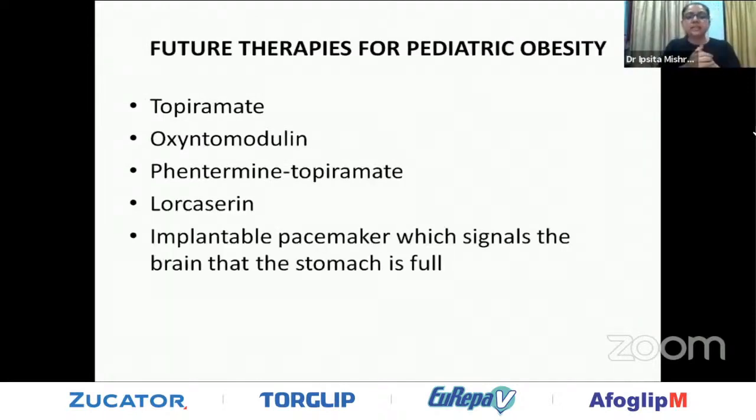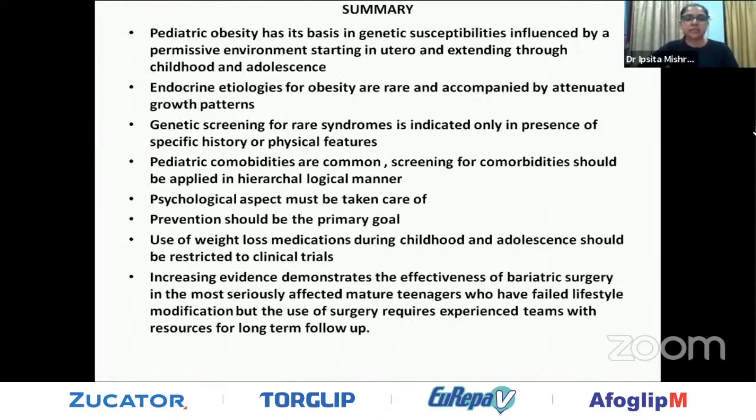So the future therapies are now arising with drugs like topiramate, phentermine, and lorcaserin, which are approved for use in adult obesity, and which act by the anorexigenic pathway, and oxyntomodulin, which is a peptide YY analog, which causes inhibition of neuropeptide Y at the level of the hypothalamus. Some trials with these drugs are going on, and in future, maybe we will get the results of these trials. Another newer therapy is the use of an implantable pacemaker, which signals the brain that the stomach is full, also in trials in some smaller populations. So we can expect answers in the future.